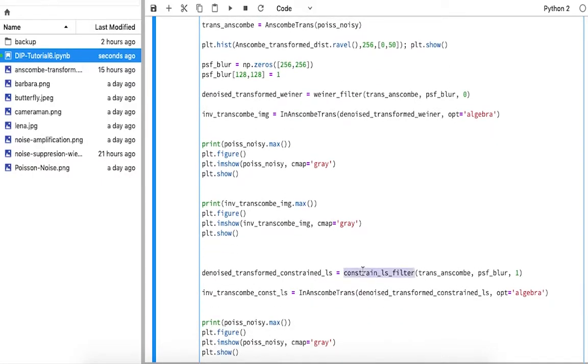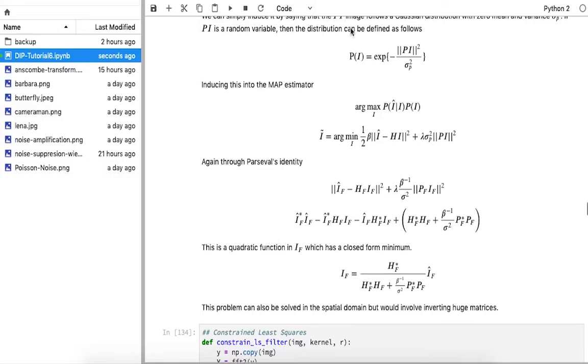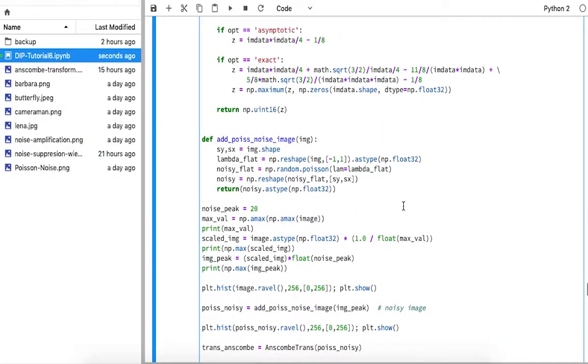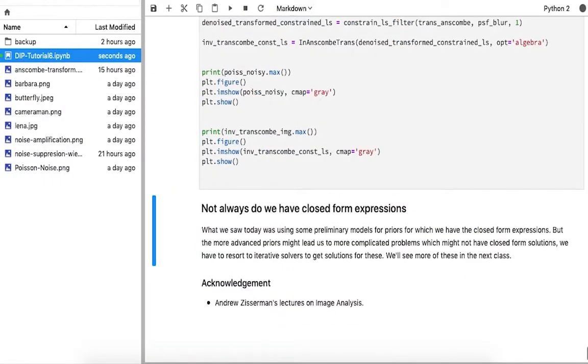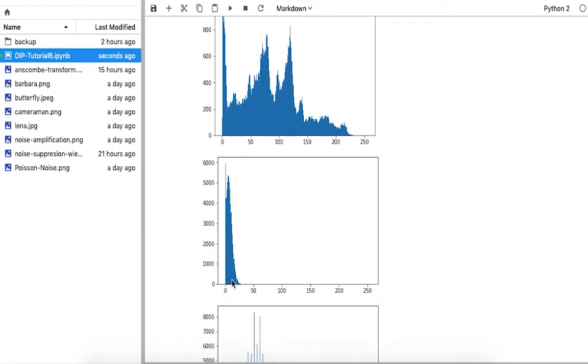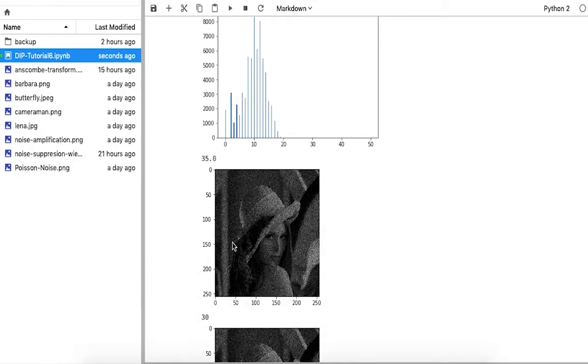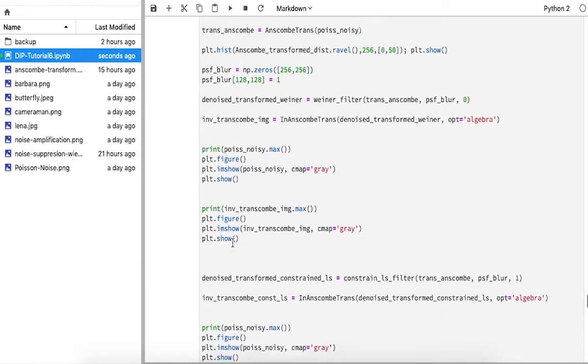And what else I'm doing is I'm also enforcing this Laplacian constrained least squares, the P thing I showed you before, this one. So let's see how these both perform. So this is my original histogram, Poisson histogram, and then the Anscombe transform.